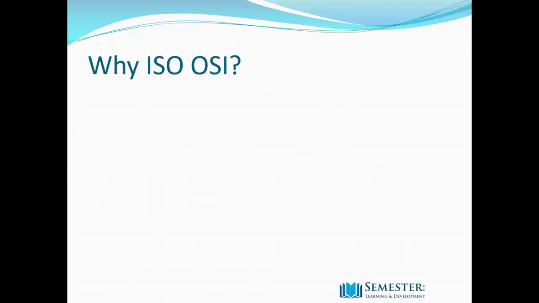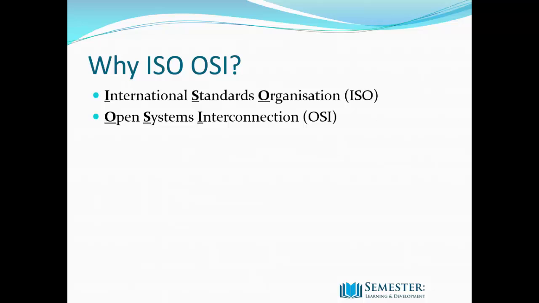So first of all, why ISO OSI? What does it all mean? Well, it was established in 1947. The International Standards Organization, ISO, is dedicated to worldwide standards. One of these standards is the Open Systems Interconnection Model, which covers all aspects of networking. It is open so that any vendor equipment can communicate with any similar equipment made by a different vendor. It is not a protocol, but a model of operation.